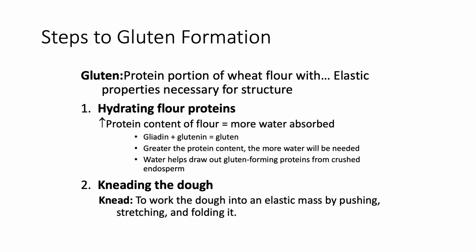Yep. So gluten formation. Gluten, like we talked about before, is the protein portion of wheat flour with the elastic properties you need for structure. Gluten is able to expand with the gas within the baked products, so that's going to help give it that structure, and its elasticity is really important there. In addition, the more protein in the flour, the more gluten, gliadin, and the more water is absorbed. So for a high protein baked product, you're going to need a bit more water than a low protein baked product. That's something to keep in mind.